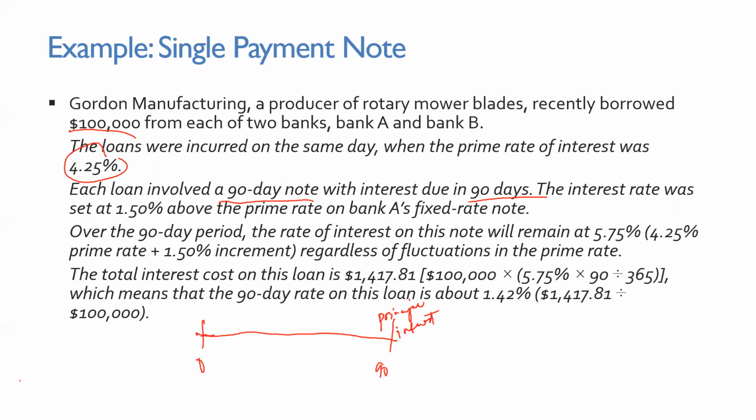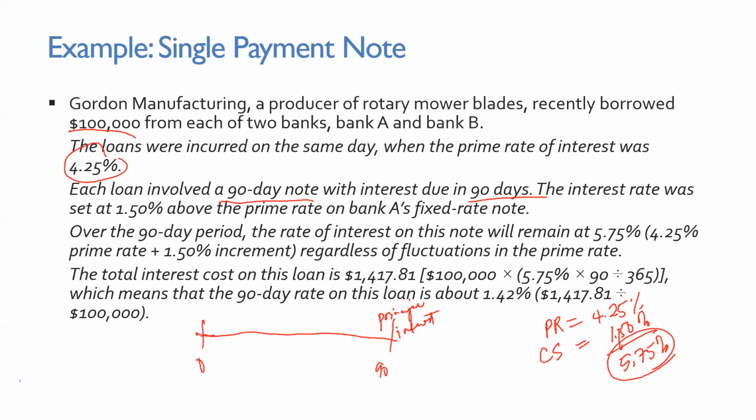The interest rate was set at 1.5% above the prime rate on Bank A's fixed interest loan. Over the 90-day period, the rate of interest of this note will of course remain at 5.75%. Saan galing yun? The prime rate of 4.25 plus the credit spread of 1.5%. So that is 5.75%.